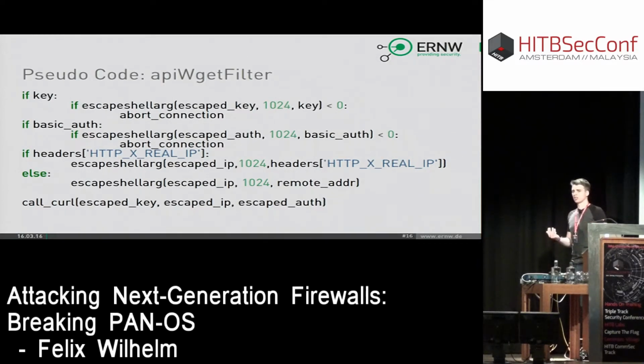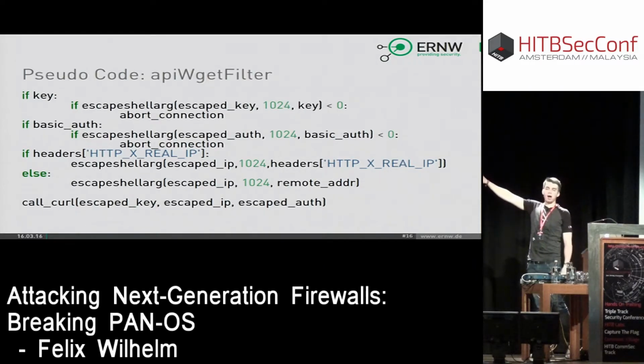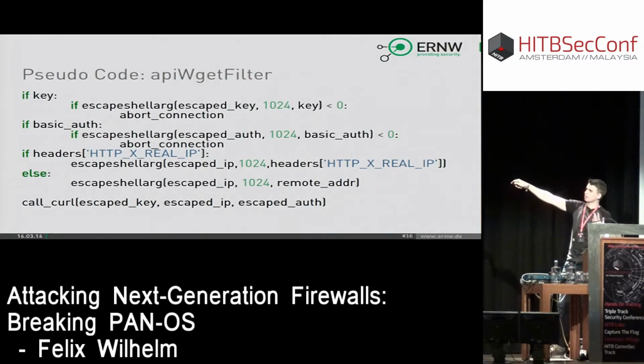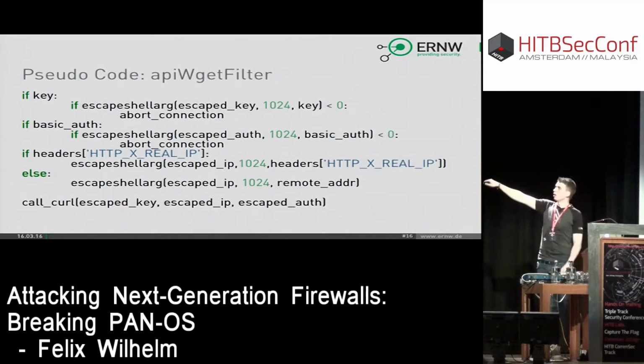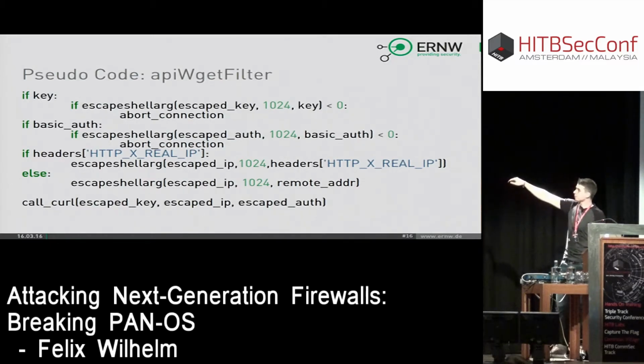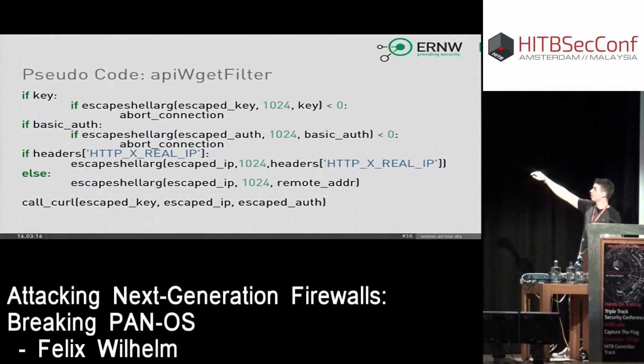How this function actually escapes the values: if you have this key parameter in the URL, they execute escapeshellarg with the destination, the maximum length of the escaped value, and the key parameter. If that doesn't work, they abort the connection. They do the same for the Basic Auth header, escaping it, and if escapeshellarg returns a value smaller than 0, they abort the connection.